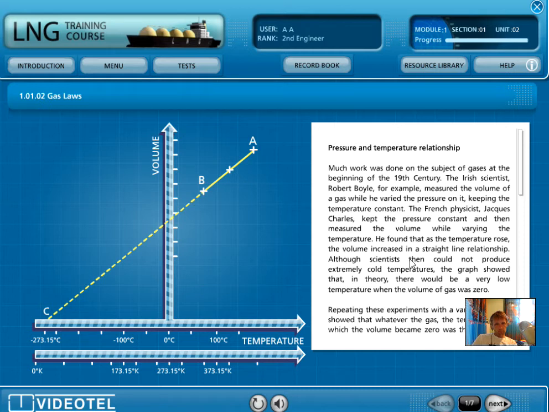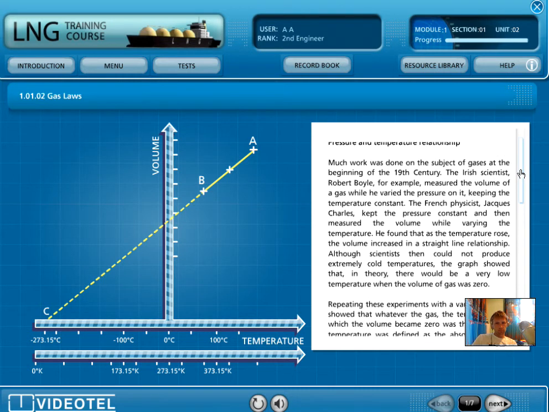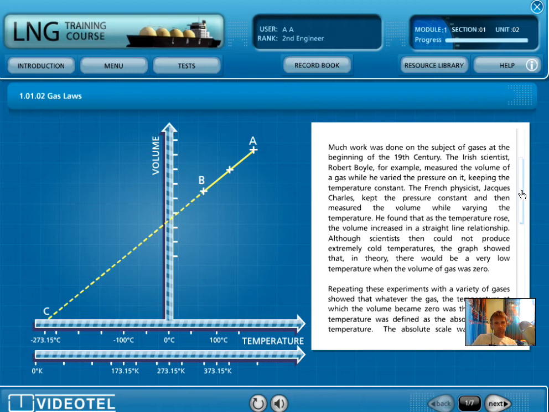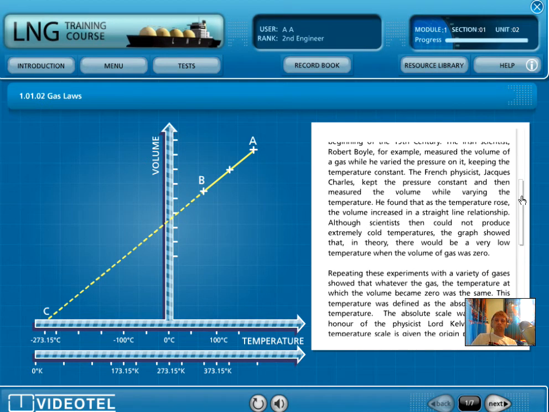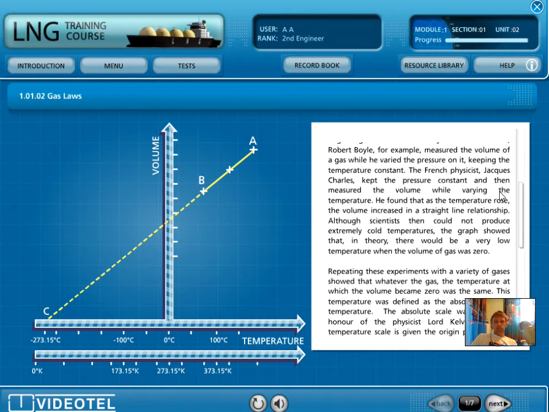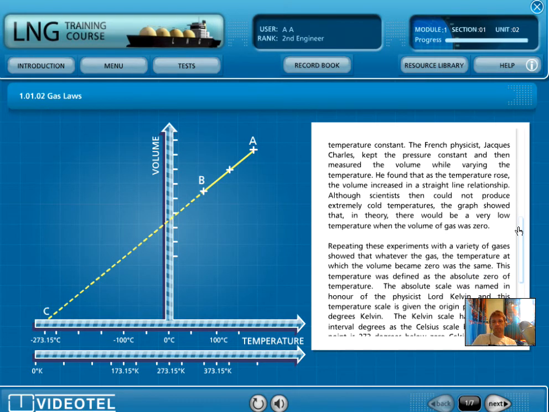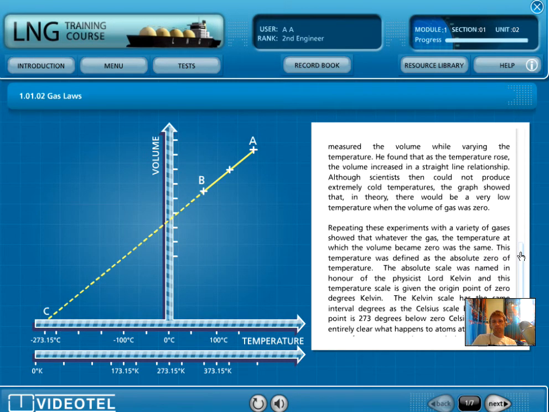Much work was done on the subject of gases at the beginning of the 19th century. The Irish scientist Robert Boyle, for example, measured the volume of a gas while he varied the pressure on it, keeping the temperature constant. The French physicist Jacques Charles kept the pressure constant and then measured the volume while varying the temperature. He found that as the temperature rose, the volume increased in a straight line relationship.